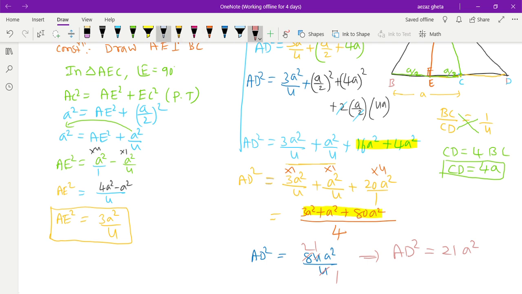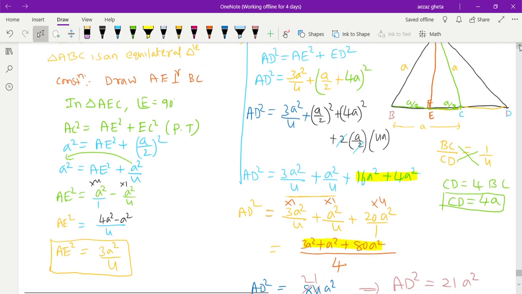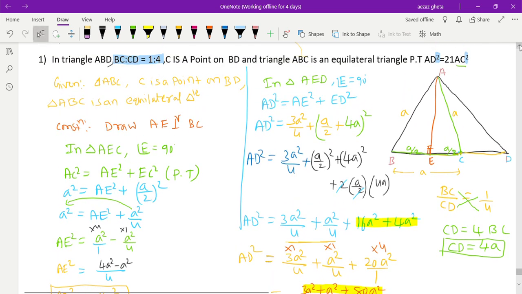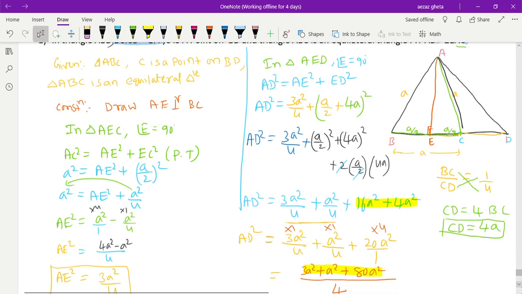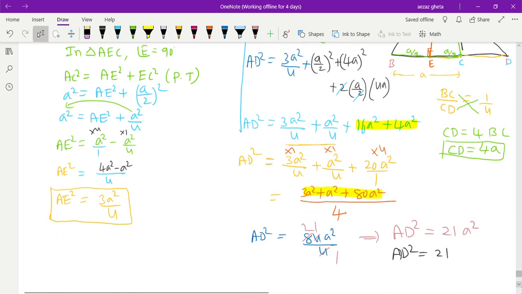So a square is nothing but a particular side only, right? Which side they have asked us to prove, that side we should write down. Let us see which side they said to write. 21 AC square. See, AC is nothing but a itself, right? So we can write 21 AC square. Hope you all got it, right? 21 AC square. This is it.